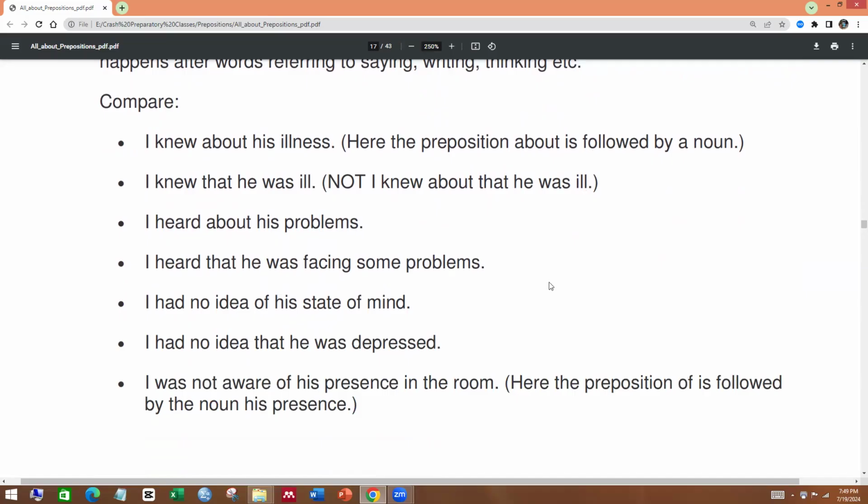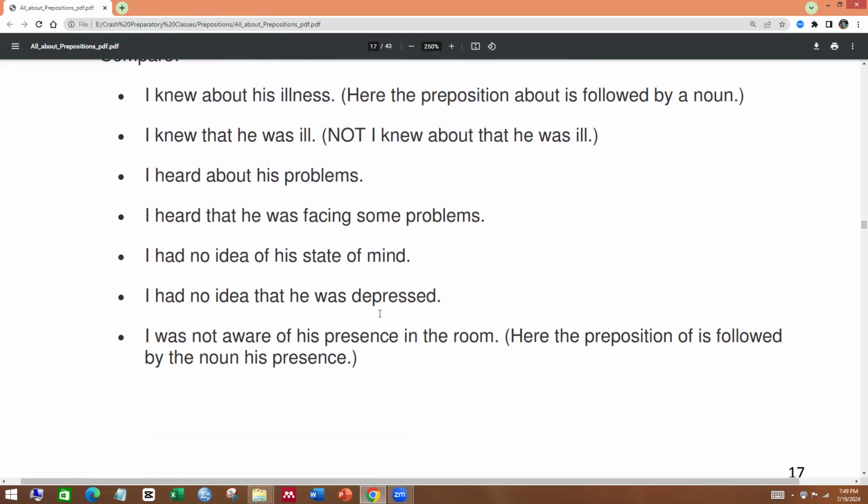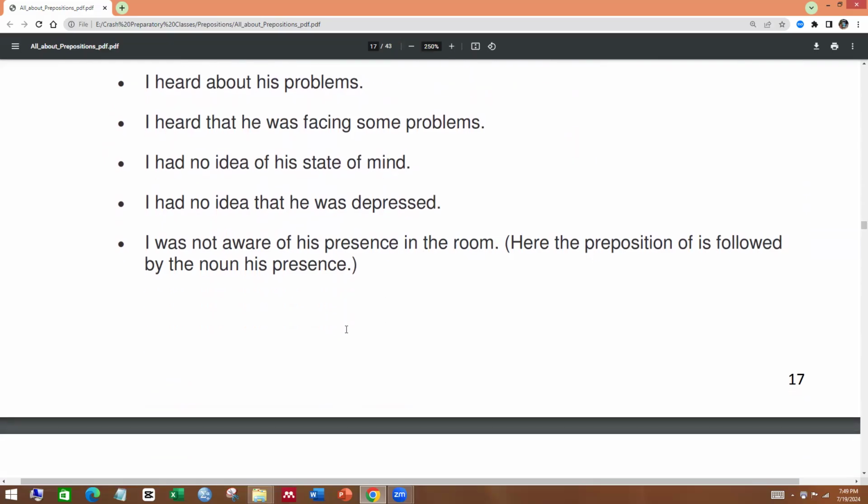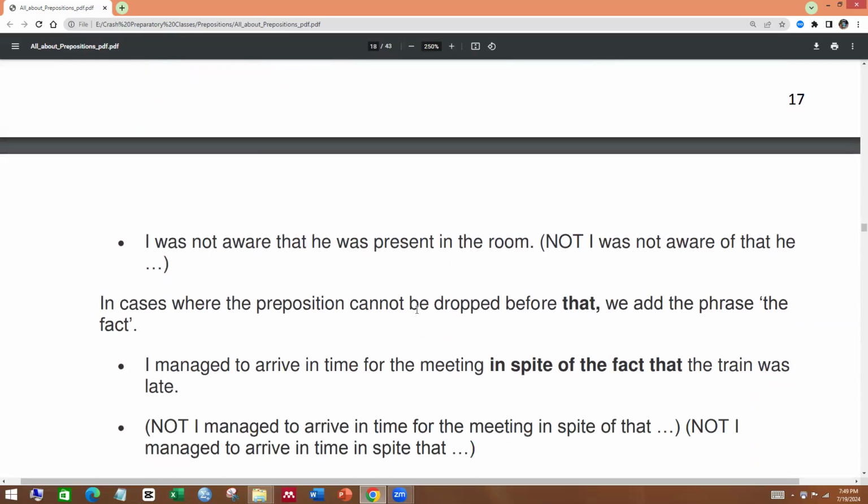I had no idea of his state of mind. I had no idea that he was depressed. I was not aware of his presence in the room. Here, preposition of is followed by the noun of his presence. Good one. I was not aware that he was present in the room. Not I was not aware of that he, and then the sentence.